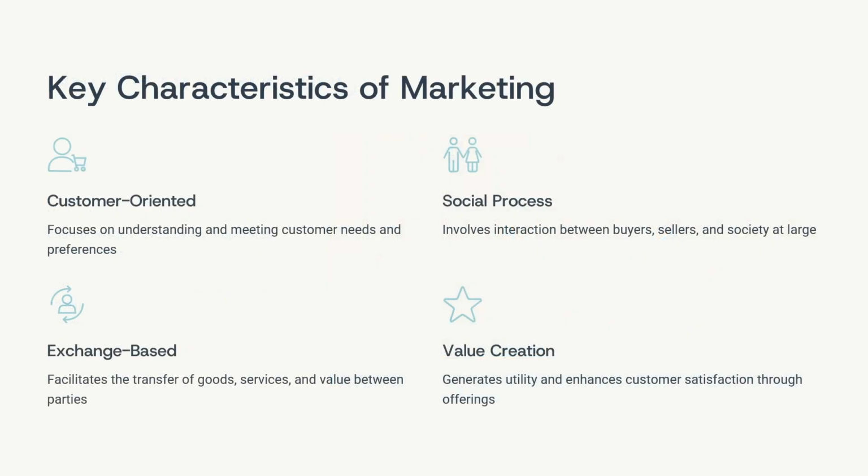Now, let us discuss some important characteristics. First, marketing is customer oriented. This means businesses focus on understanding and satisfying customer needs. Second, marketing is a social process. It involves interaction between buyer, seller, and society. Third, marketing involves exchange. This means goods or services are exchanged for value, usually money. Fourth, marketing focuses on creating value for customers.